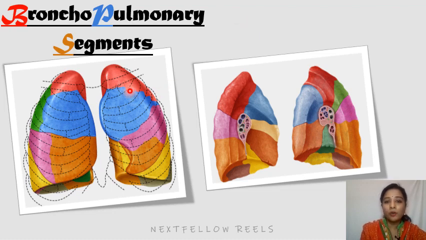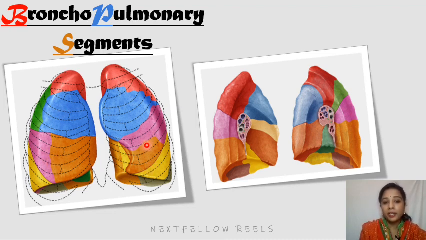The left lung upper lobe has apical anterior and apical posterior, and the lingular segments, superior lingular and inferior lingular. So this is on the left side. Apart from that, in the lower lobe we have apical, then basal: anterior basal, posterior basal, medial basal and lateral basal.